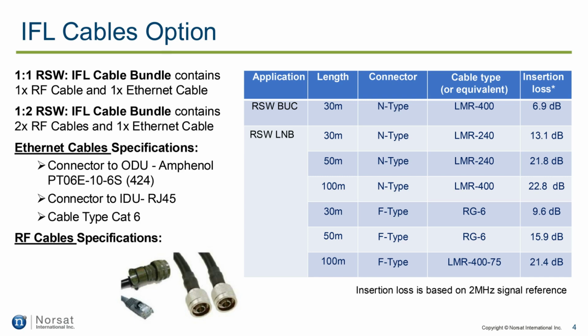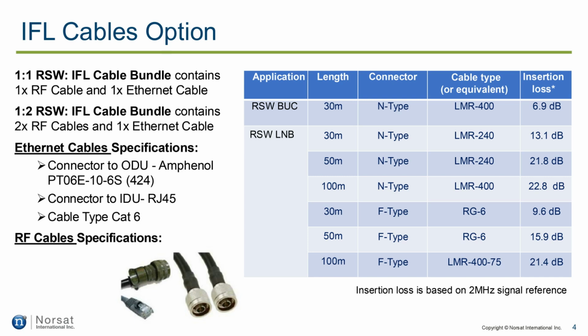1 Ethernet cable, used for data communication and control signals between the ODU, outdoor unit, and IDU, indoor unit. For a 1:2 RSW configuration, the IFL cable bundle contains 2 RF cables. This configuration supports redundancy or additional signal paths, ensuring higher reliability. 1 Ethernet cable, used for data communication and control, similar to the 1:1 configuration.